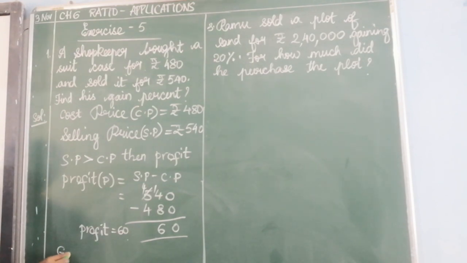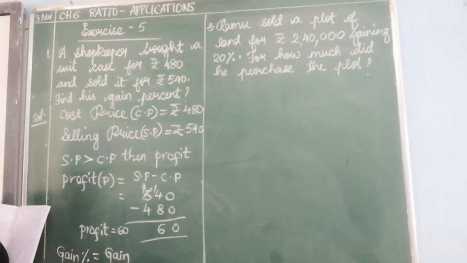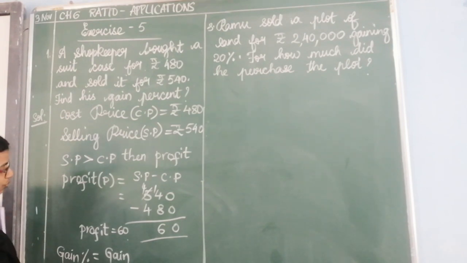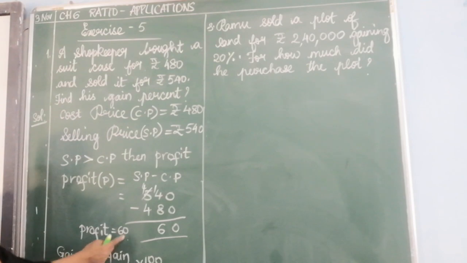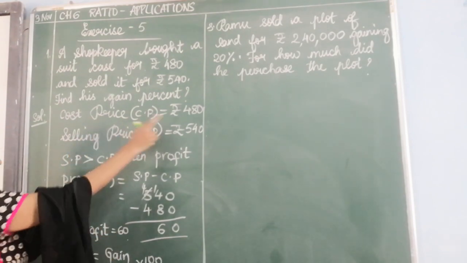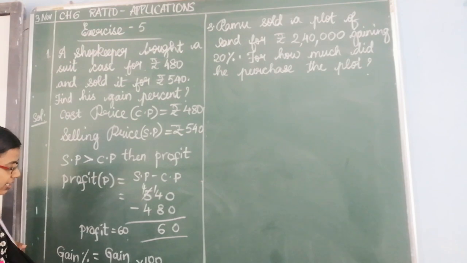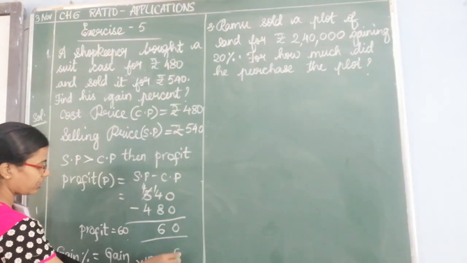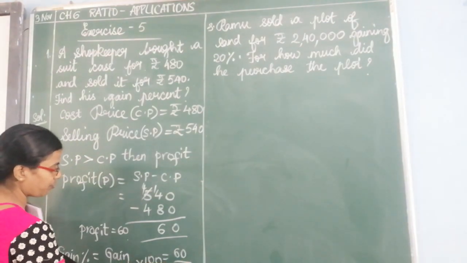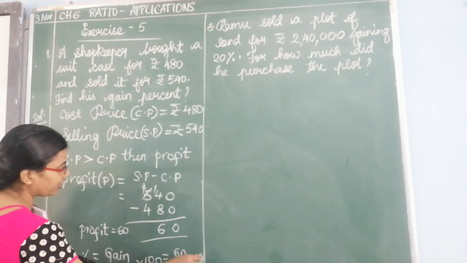So for gain percent, there is a formula. What's the formula? Gain divided by CP into 100. What is the gain here? 60 divided by, what is the CP? 480. So let me write here 60 divided by 480 into 100.